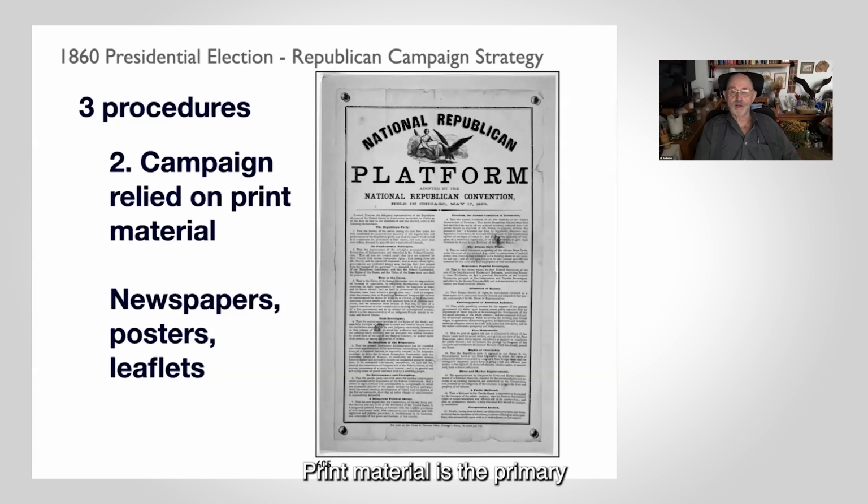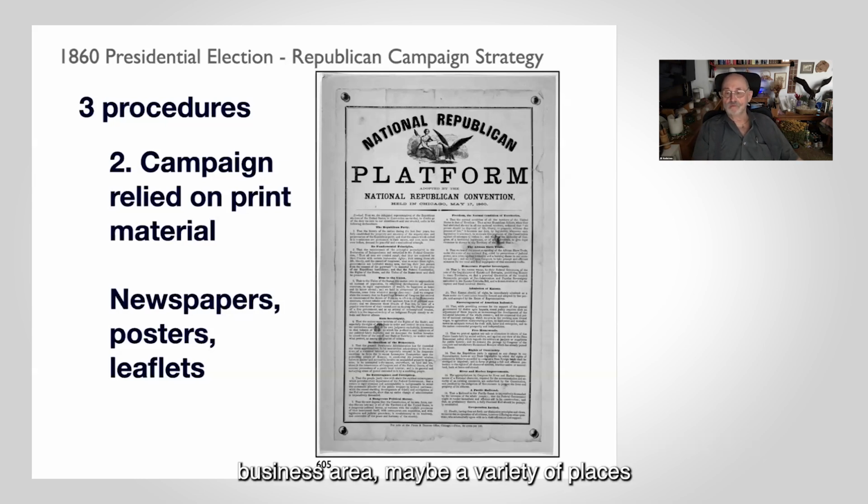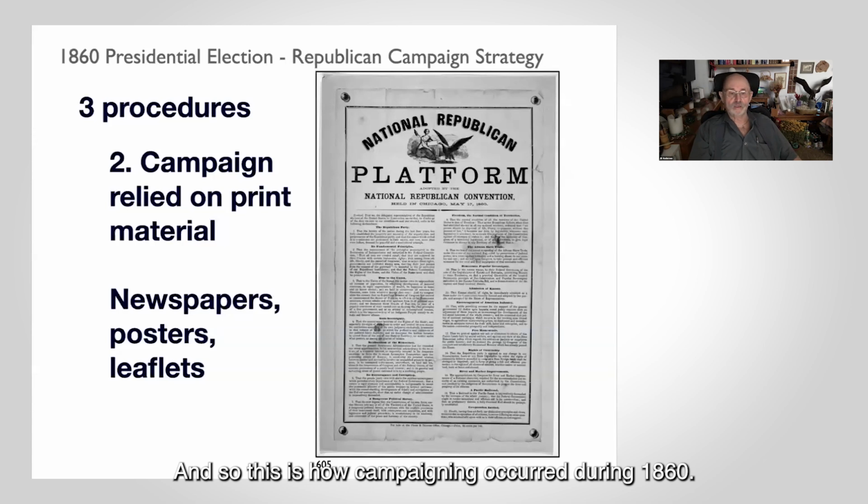Print material is the primary way that political parties campaigned during the 1800s. Here they put out an issue like this. People would gather in the town square. This would be on a board in the town business area, maybe a variety of places. There'd be somebody that could read. They would stand and read all this information. People that were non-readers could listen. And so this is how campaigning occurred during 1860.